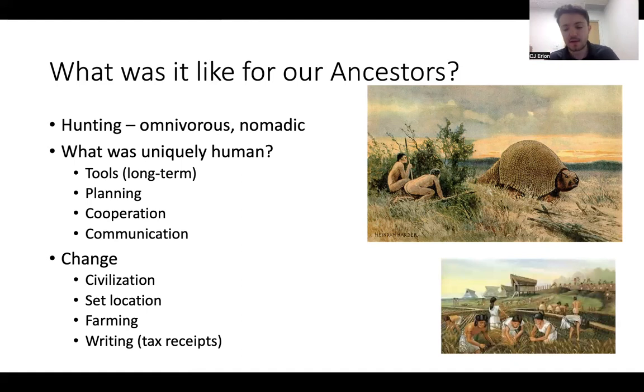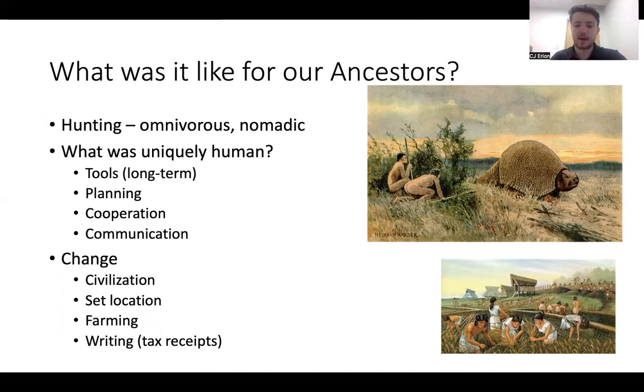And so what has changed? Again, we've gone from being nomadic and moving around all the time to setting up civilizations and set locations where we just stay for long periods of time. And this has also changed how we eat, because this allowed for more farming, as you see in this bottom picture here. And there's evidence for things like written tax receipts from a long time ago, which obviously provides evidence of these types of civilizations that we have today.